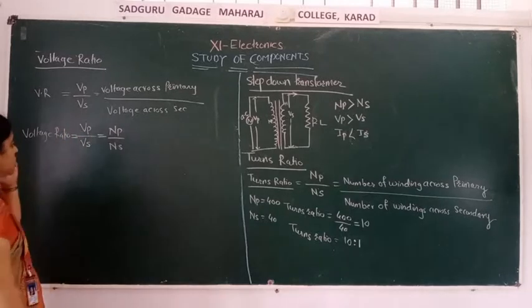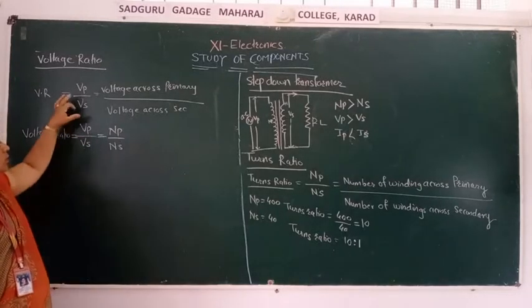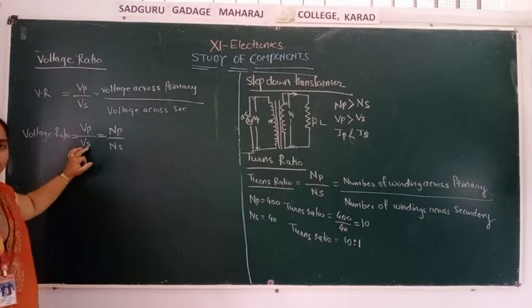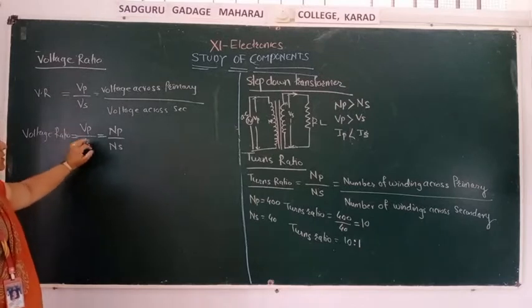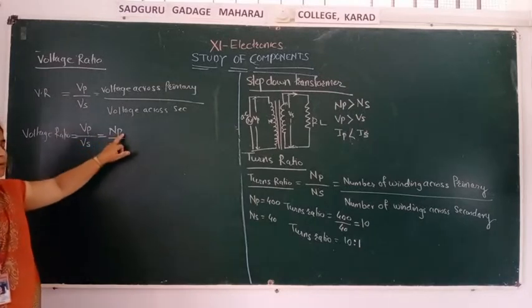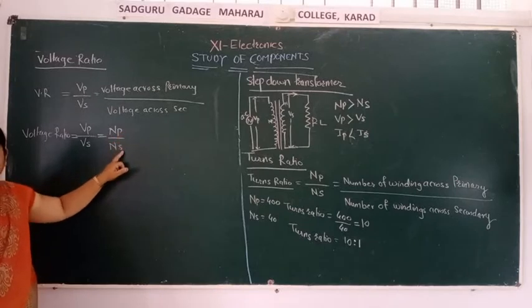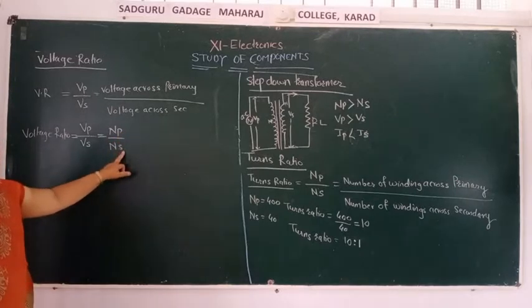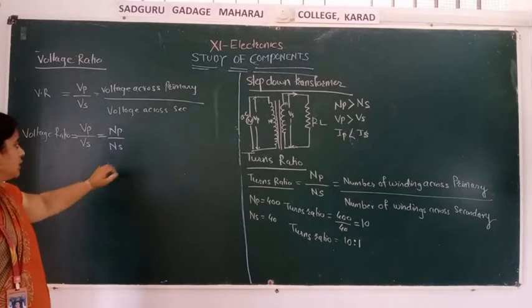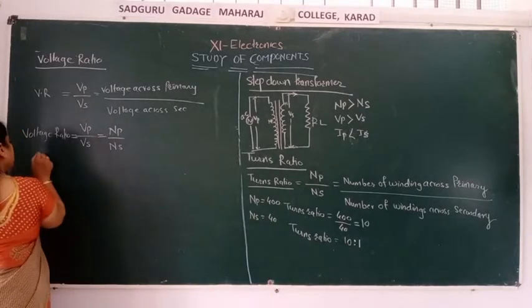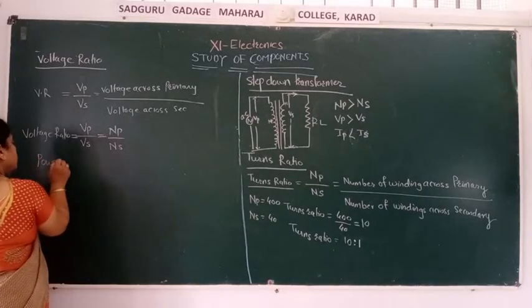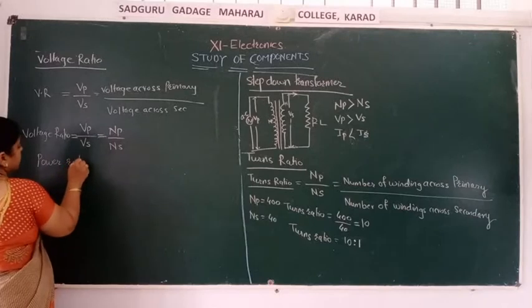Voltage ratio is what? Vp upon Vs. The voltage across the primary upon the voltage across the secondary is equal to what? The number of turns of the primary and the number of turns of the secondary. So this is the voltage ratio. Next is the power. Power ratio we see here.